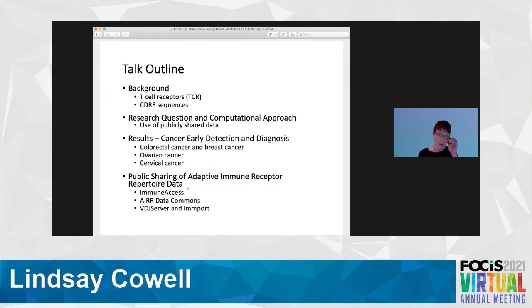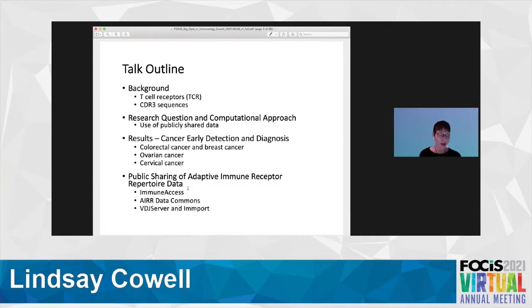So I'm just going to quickly give background information. Maybe the only people in this session are people who are as obsessed with repertoires as those of us in the AIRR community are. But in case there are some people from outside the community or even non-immunologists here in the session, I want to briefly give some introduction to that.